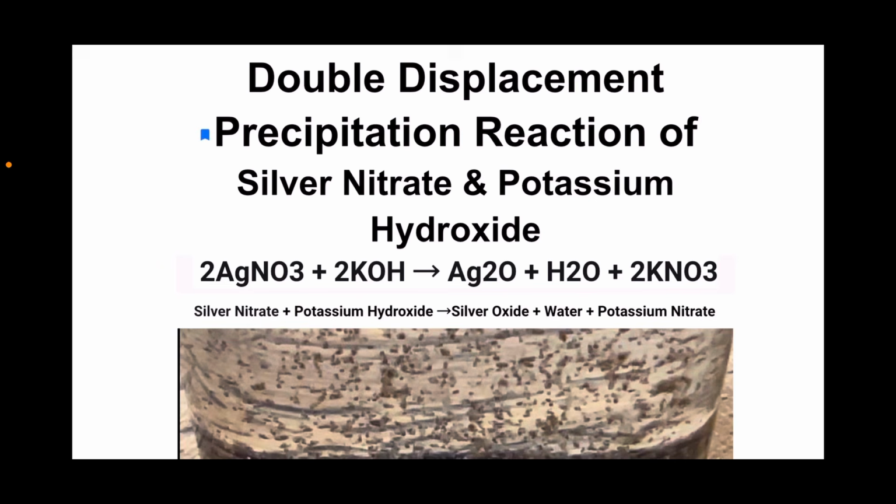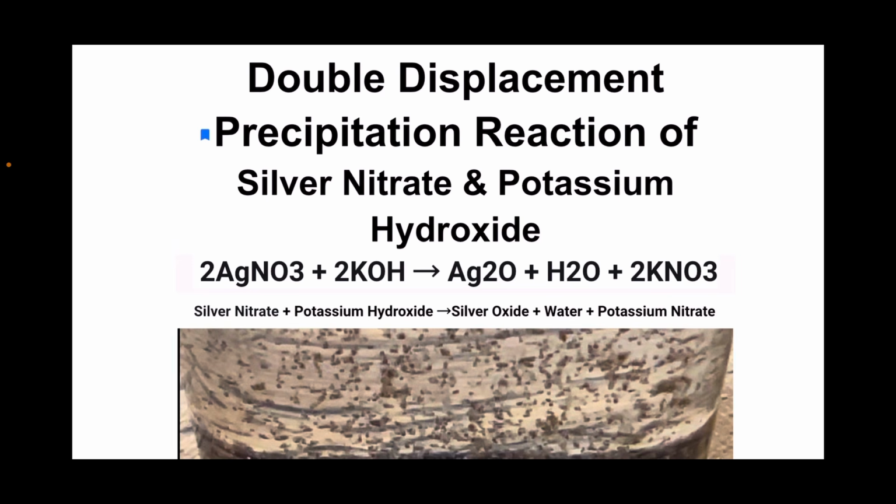Okay, what's going on in this awesome double displacement precipitation reaction is we start out with the reactants silver nitrate and potassium hydroxide, both in an aqueous solution. So the silver nitrate is that 2AgNO3. We combine that with an aqueous solution of potassium hydroxide. That's the 2KOH. Those are the reactants.